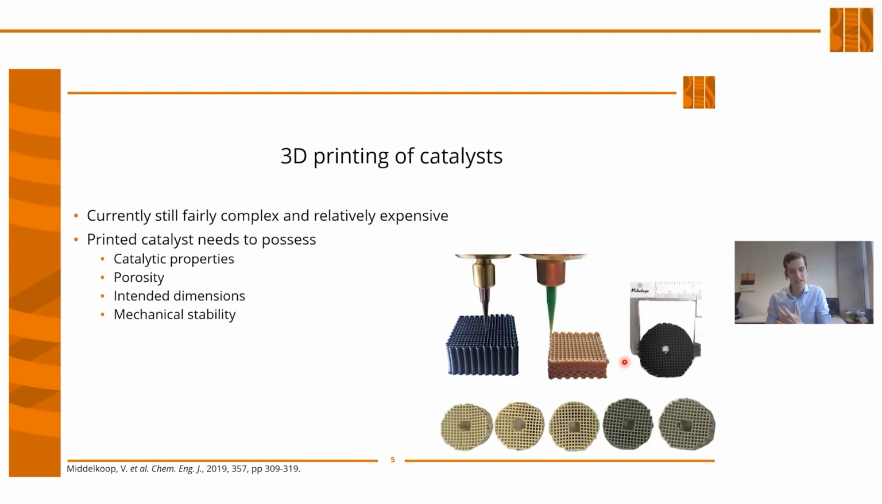Then we need to dry that and to heat it, but we cannot make it too hot because we need to maintain all of the catalytic properties. It cannot sinter too much, so the porosity should remain the same. And of course, if we make a structure, we want it to fit exactly in our reactor. So to have the intended dimensions, taking into account some shrinkage sometimes, but also the mechanical stability. So to ensure that we have a stable structure which will not break instantly when you touch it is very important.